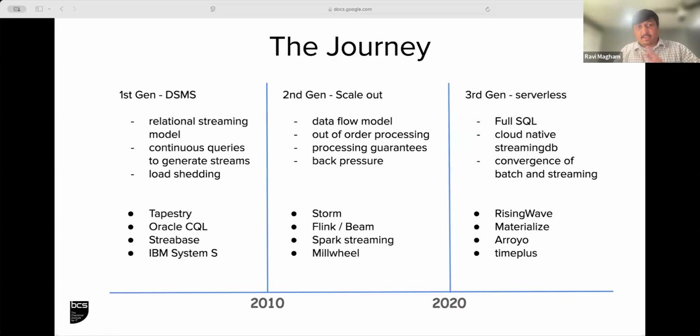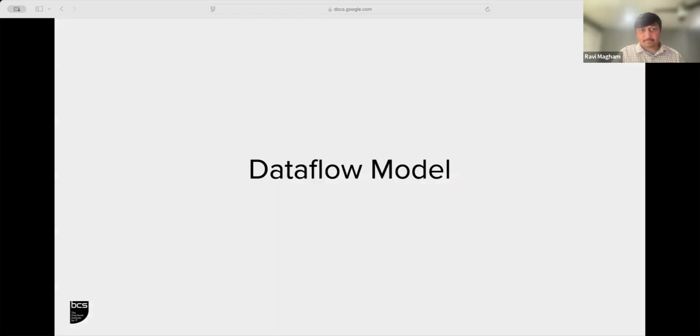So yeah, this just breaks down the history of stream processing into these three layers. Next, as we discussed, I'll be zooming in more onto the second gen, which is the data flow model, and the primitives that really came out of that paper on the data flow model.